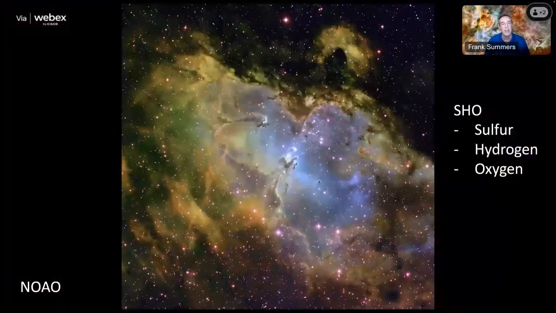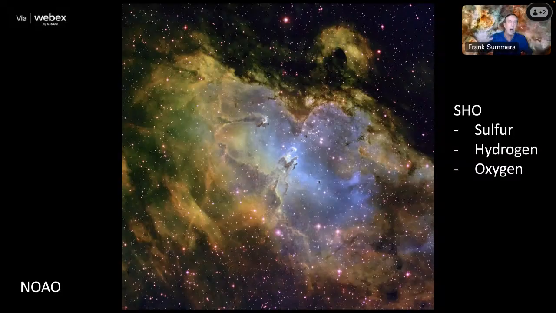All right, so this is a view where you look at the particular emissions from sulfur and portray them in red, hydrogen and portray them in green, and oxygen and portray them in blue. And astronomers do this choice of filters to be able to probe the science that's going on in these star forming regions. These are three common filters. And based upon that original Hubble image, this has become the SHO color palette for looking at star forming regions.